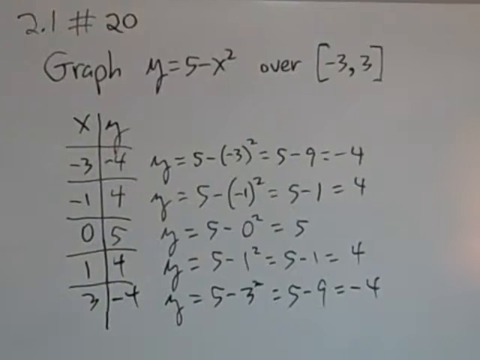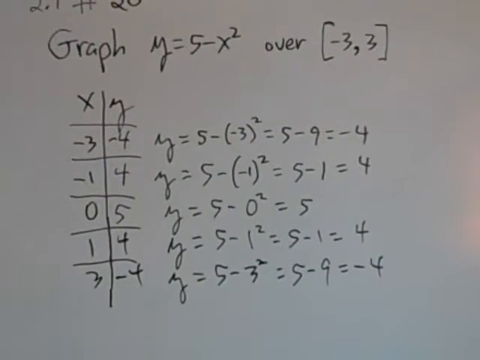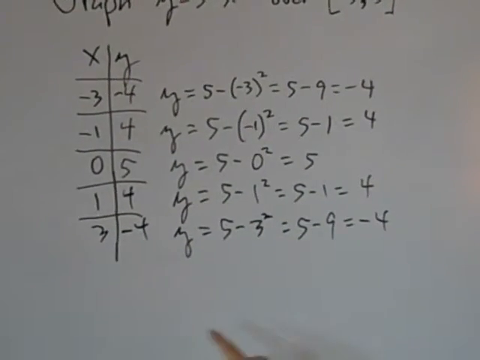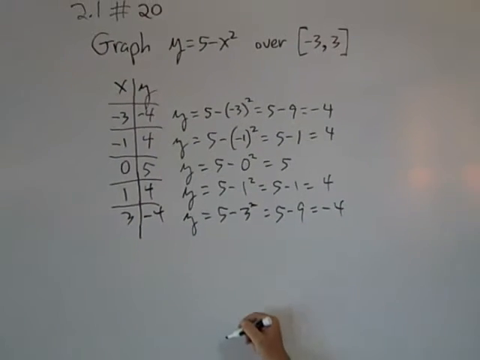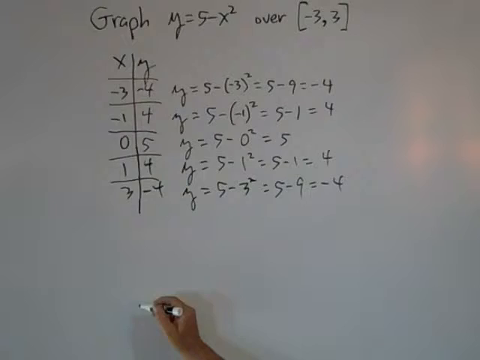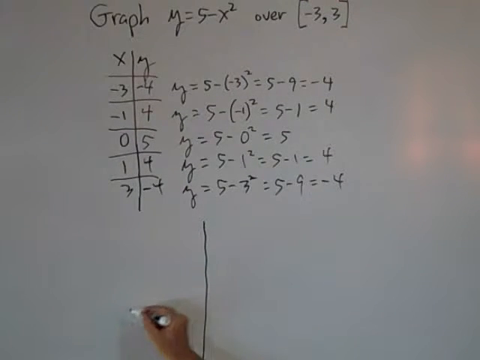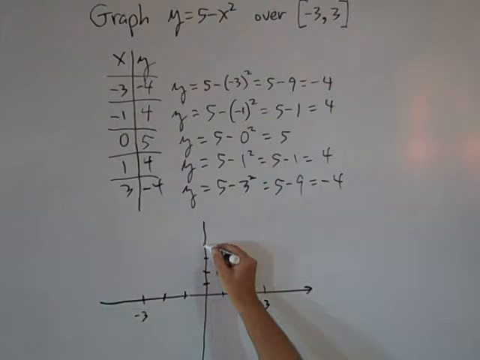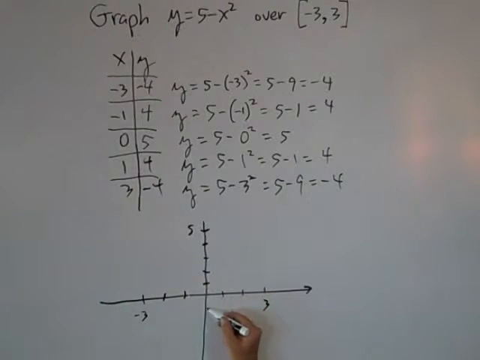So let's plot these points. Let's plot them down here. So notice that the y values go from -4 all the way up to 5, and the x values go from -3 to 3. So here will be the y-axis and the x-axis. And there's 1, 2, 3, -1, whoops, -1, -2, -3. And then on the y-axis we'll go up to 1, 2, 3, 4, 5, and down to -1, -2, -3, -4.